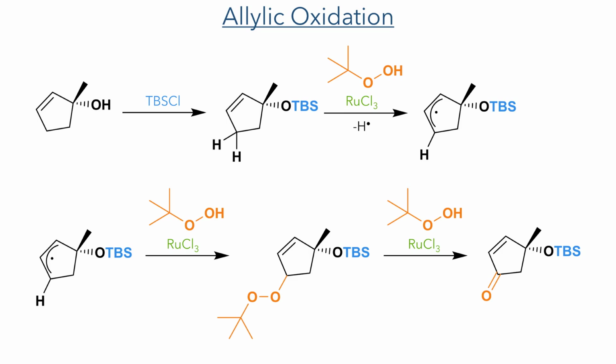oxidation was performed using ruthenium trichloride and tert-butyl hydrogen peroxide. This induces the abstraction of a hydrogen radical from the allylic position, forming an allyl radical. Further reaction with tert-butyl hydrogen peroxide under ruthenium catalysis formed the carbon-bonded hydroperoxide, which is further oxidized to complete the formation of the enone.